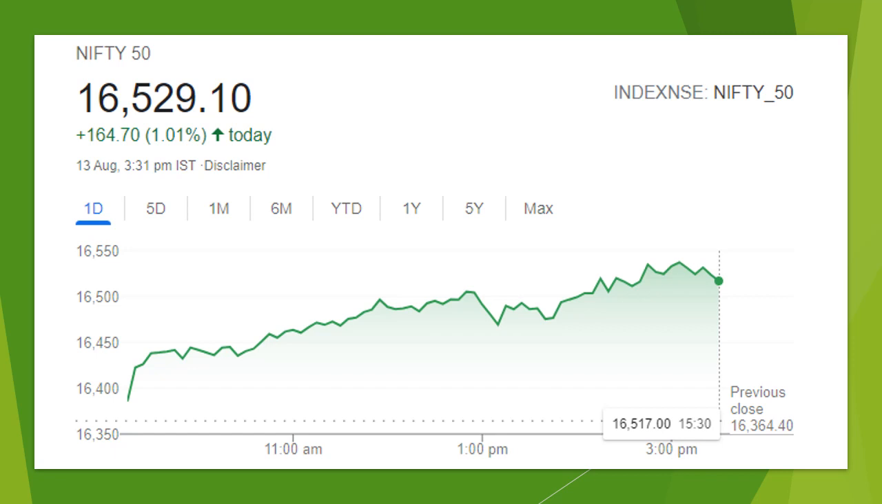Looking at this chart, this is a plain line chart. There are no indicators, no volume indicators or any other price indicators. This clearly gives the idea where the stock or the index is moving.